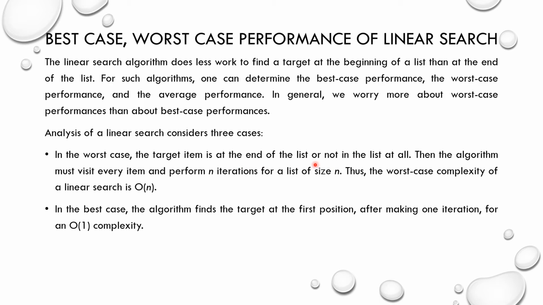For example, if we are searching for an element, it may be at the end of the list or it may not be present at all in the list. Then the algorithm must visit every item and perform an iteration. That is, n times it is working till the last. It is comparing with all the n elements from the list of size n. Thus, the worst case complexity of linear search is of the order of n.